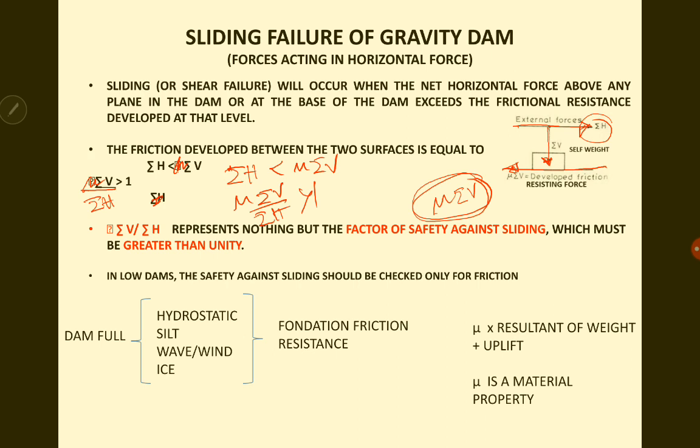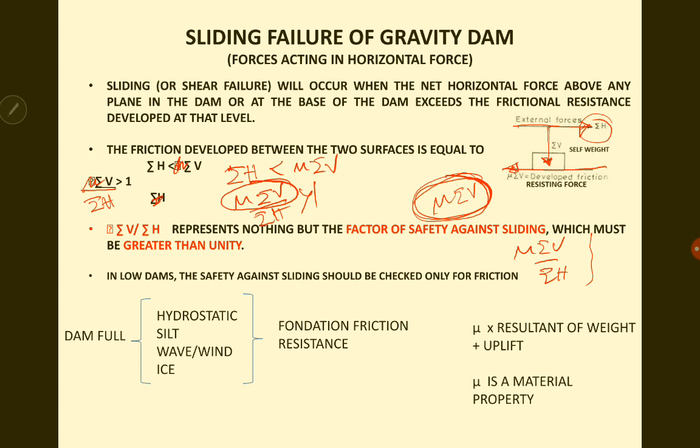That is, there won't be any sliding. If the resisting force, mu into sigma v, is higher, in that case the dam will be safe against sliding. So just check the value of mu into sigma v by sigma h. That is our factor of safety. If it is greater than 1, you can say that the dam is safe.